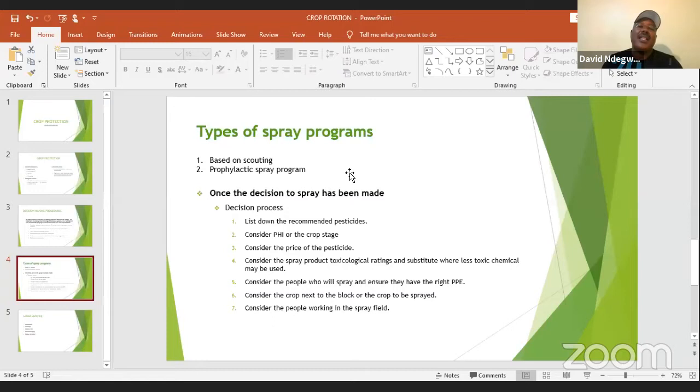Number one is based on scouting. If you go and scout and you find that the threshold levels allow you to spray, then you decide on the chemical to spray at that particular time based on the scouting program. That is a spray program based on scouting. Now, with the other one, you don't need to see the problem for you to spray.